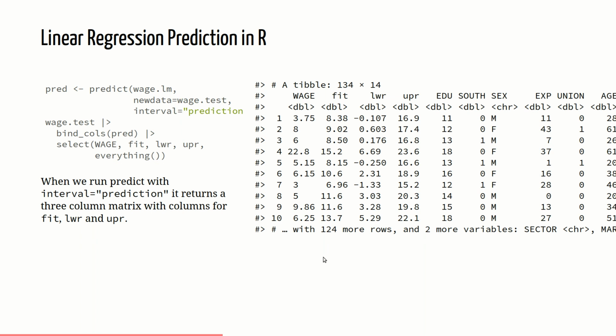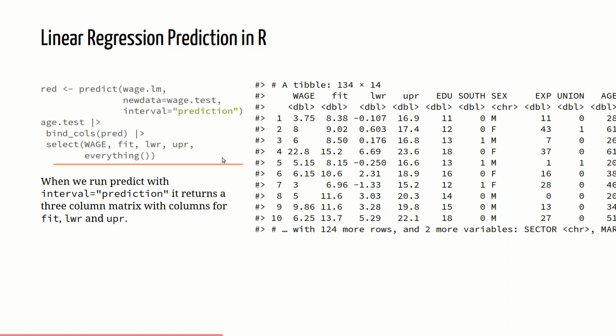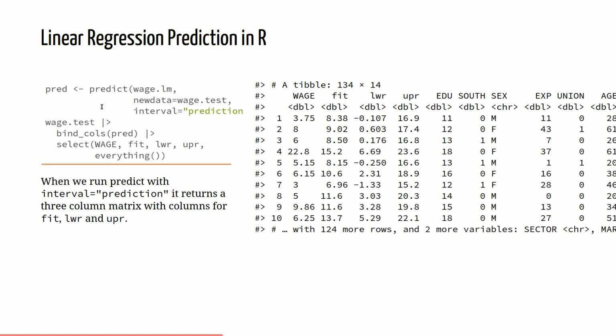If we want a prediction interval, then we just add in the extra term interval equals prediction. Okay, and that will then return a matrix. So it'll have 3 columns. The first column will be called fit, which is the estimated wage. The second column is lwr, short for lower, and the third column is upr, short for upper. Okay, so we have a named matrix, which we can use again with bind columns. Because it's named, we don't have to give it a name. And then again, we're just pulling out those 4 columns up front.